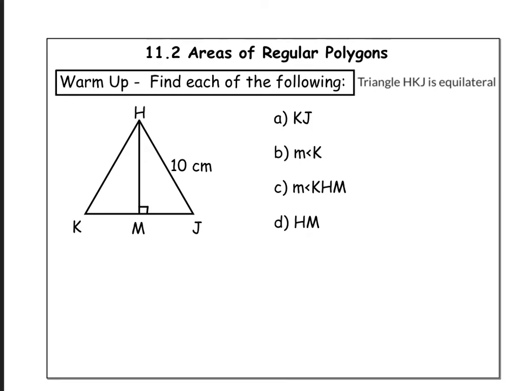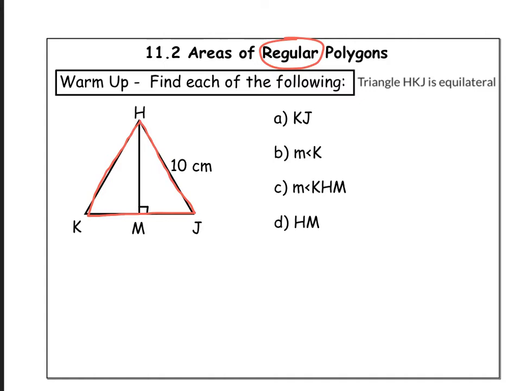Okay, so 11.2 here, we're going to be finding areas of regular polygons. So let's do a little warm-up review and talk about a triangle here. And let's say triangle HKJ is equilateral. Because again, to be regular, it means that all side lengths and all angles are the same. So the big triangle, HKJ, is a regular triangle.